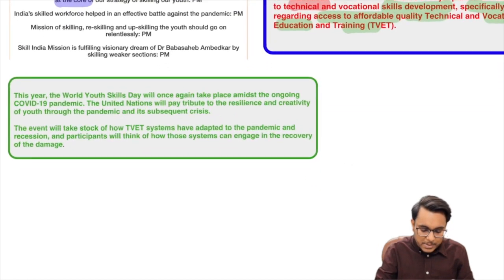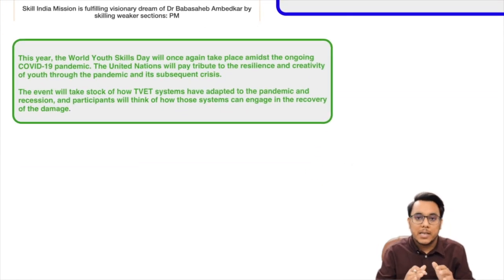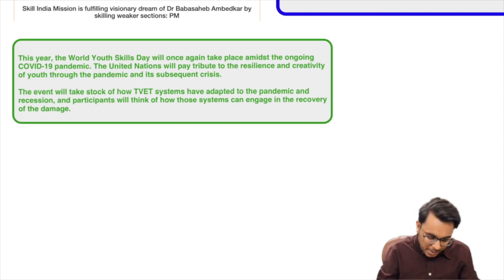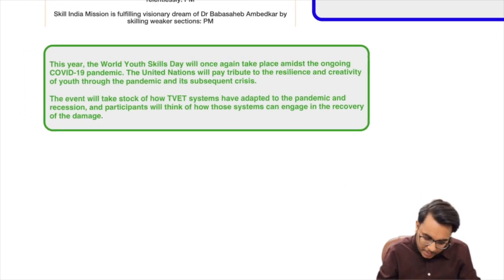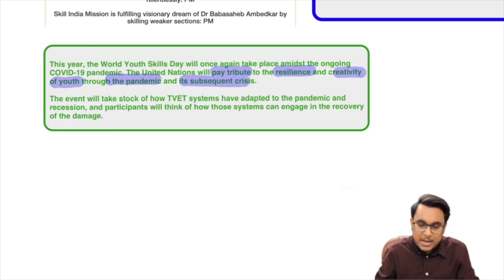Further guys, it has been provided that this particular year's Skills Day has an important place because in the aftermath of the pandemic, we have seen that schools have been closed, colleges have been closed, vocational centers have been closed, but still the youth is emerging out to be resilient. So this Skills Day will pay tribute to the resilience and the creativity of youth throughout the pandemic and its subsequent crisis.